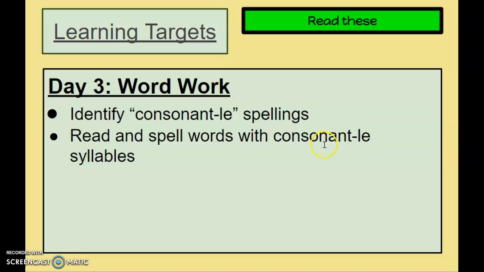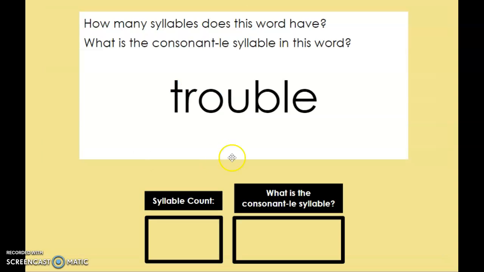Remember, a consonant is any letter that is not a vowel. So remember, our vowels are A, E, I, O, U, and sometimes Y. And our consonants are those other letters that aren't the vowels. So let's take a look at our first example.